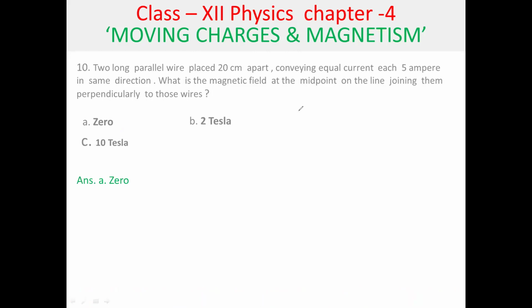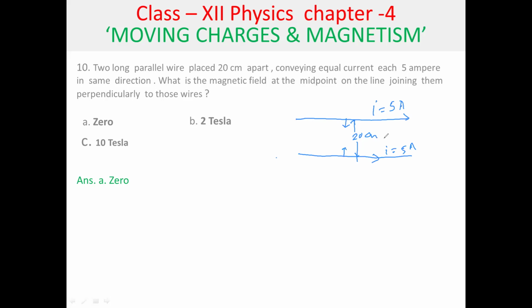the question is two long wires placed 20 cm apart. Suppose this is one long wire and this is another long wire. The distance between them is 20 centimeter. Okay. Conveying a current of 5 ampere in the same direction. So this current is 5 ampere, and here it is also carrying a current I equal to 5 ampere. So when the currents are flowing parallel, they feel an attractive force in this direction. Both the wires get an attractive force.